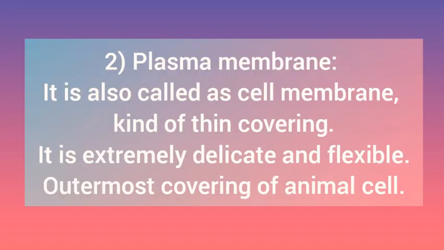Then the second one is plasma membrane. Plasma membrane is also called as cell membrane. It is a kind of thin covering. It is extremely delicate and flexible. It is present in the animal cell. It is the outermost covering of animal cell. As cell wall is absent in animal cell, plasma membrane is the only membrane present in animal cell.